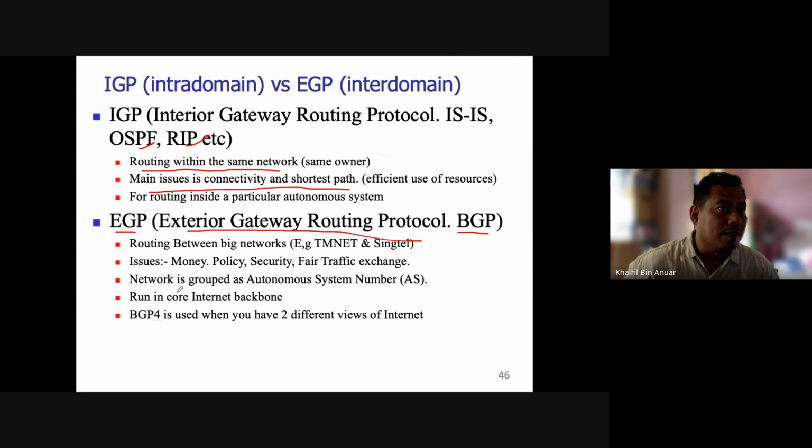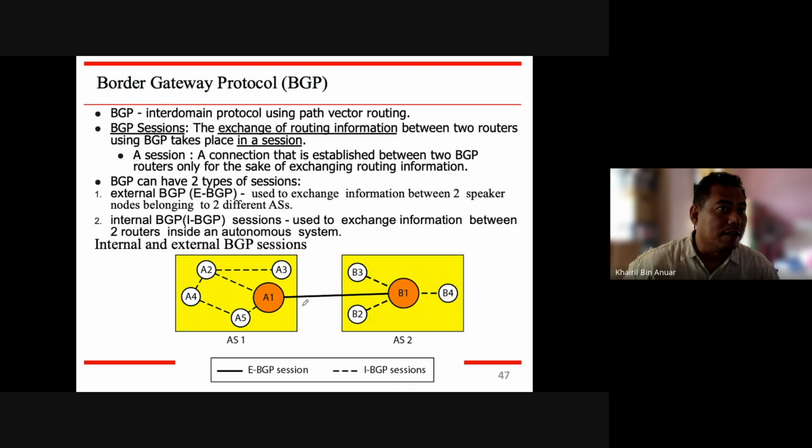Okay, and the network is grouped by autonomous system number. It runs in the core internet backbone, and BGP is used when you have two different views of the internet. So these are the differences. Here it is much more about efficiency; this is much more about management. You want to make sure that your packets don't go toward other ISPs if possible, but stay in your own network. And this Border Gateway Protocol is the EGP, or inter-domain.